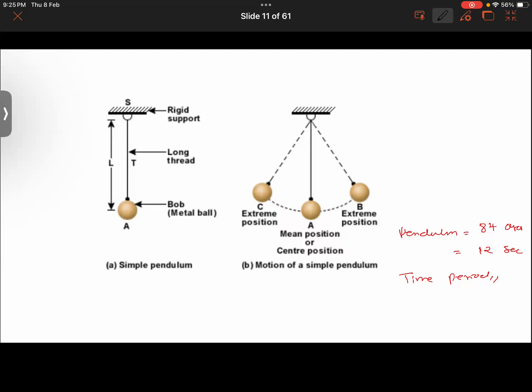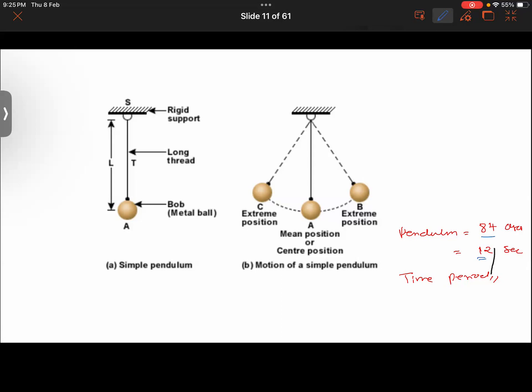Sundus, done with this question or not? Yes, I'm done. Okay. 7 seconds is not the answer, because logically thinking, what is the definition for time period? Time period is the amount of time taken to complete one oscillation. So if 84 oscillations take 12 seconds, is it practical that one oscillation will take 7 seconds?